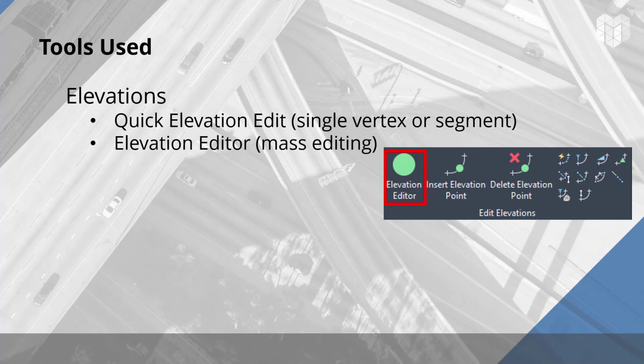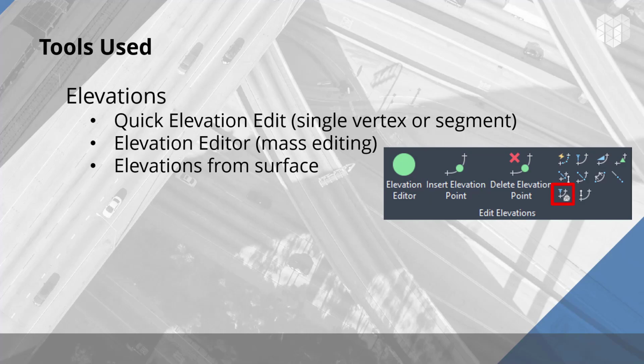It gives you a long list of all the vertices in a feature line, allows you to edit them, yes, one at a time, but it's kind of hard to understand where you are. I see a lot of people using this for point-by-point grading. You should use the Quick Elevation Editor instead.